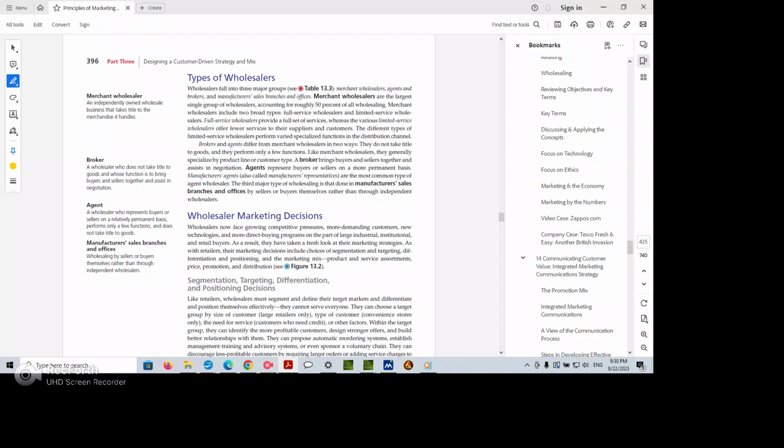Now let's talk about types of wholesalers as per the definition. First of all, we have a merchant wholesaler, which is an independently owned wholesaler business that takes title to the merchandise it handles. The second one is a broker. A broker is a wholesaler who does not take title to goods and whose function is to bring buyers and sellers together to assist in negotiation, otherwise known as the middleman. The middleman facilitates a large purchase between a retailer and a wholesaler.